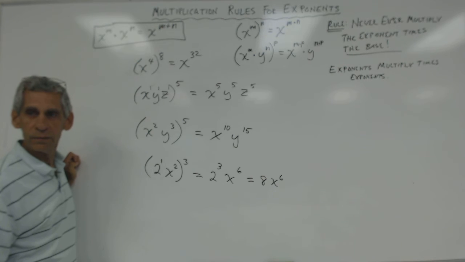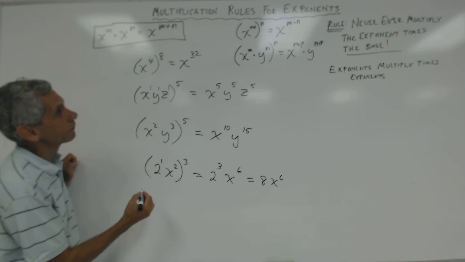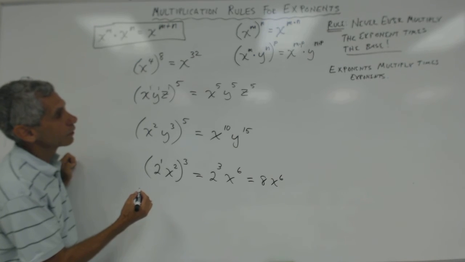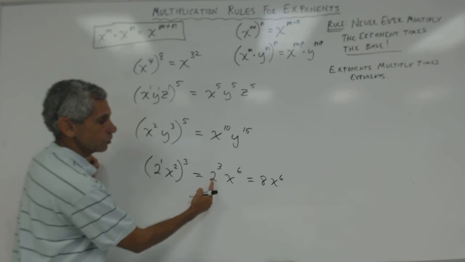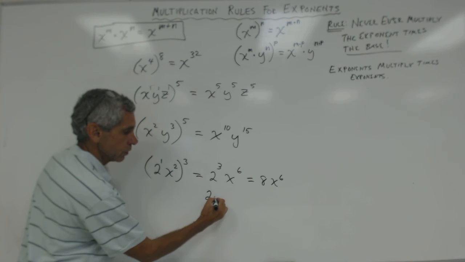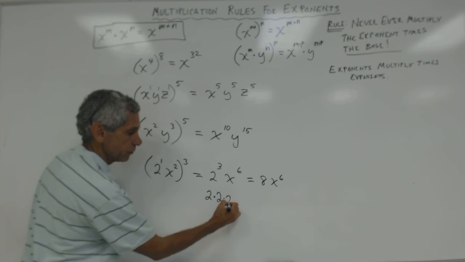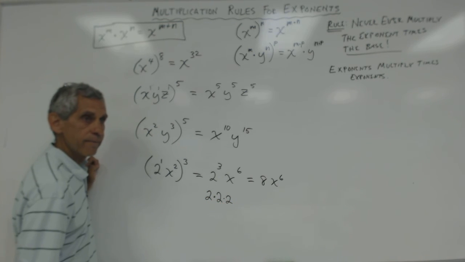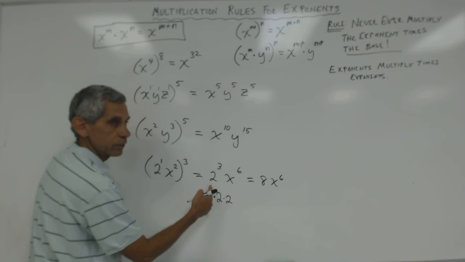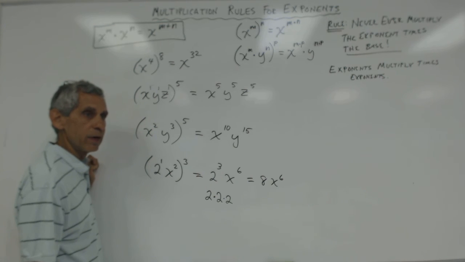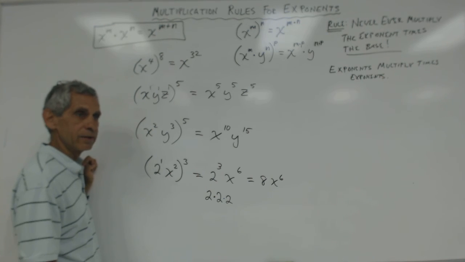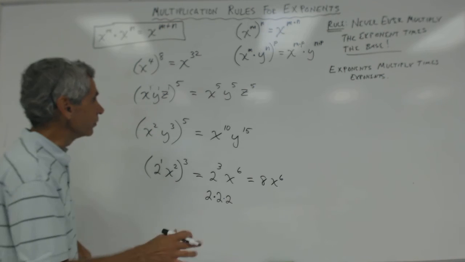Everybody clear on that? How did you get 8? Because 2 cubed is 2 times 2 times 2, ah, okay, I understand. I did it because it was simple, right? If it had been 4 to the 10th, forget it, right? It would take me all day and night to figure that out. So I don't want to do that.